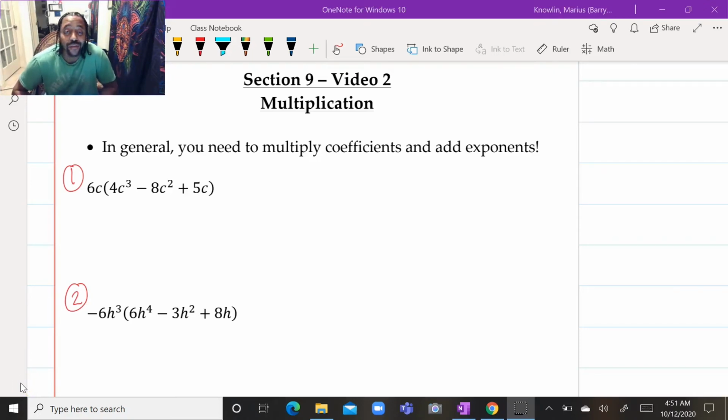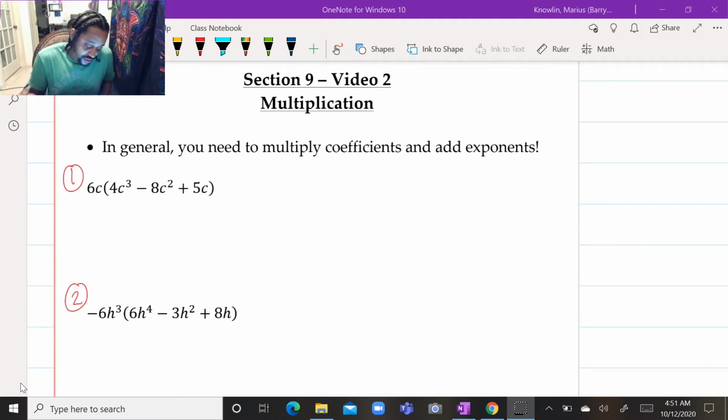Today's lesson is going to be about multiplying polynomials, and more specifically, we're going to be looking at different types of polynomials: monomials times trinomials, or binomials times binomials. But the key thing that we need to remember here is that we're going to be applying one of our properties of exponents, which is when we multiply expressions that have the same variable, we're going to add the exponents.